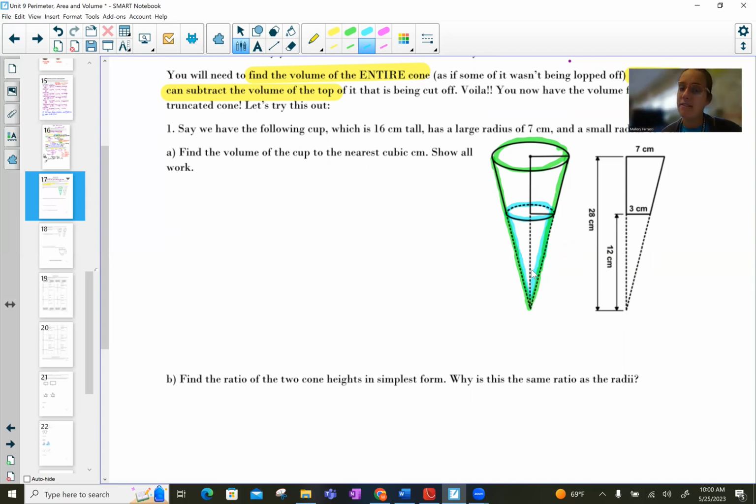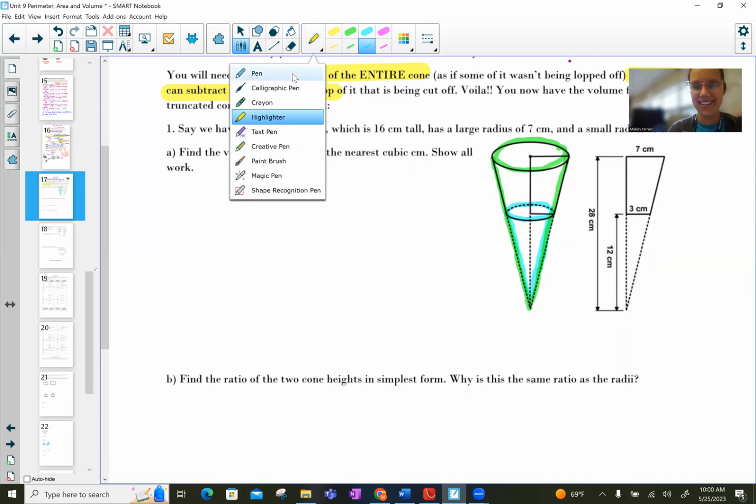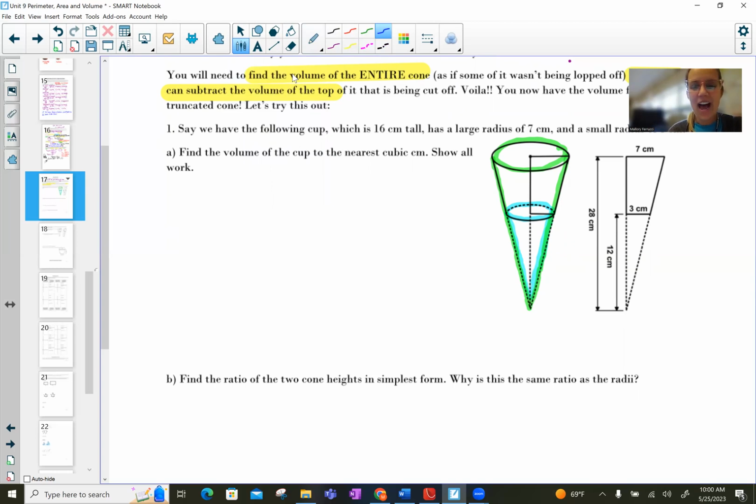So we need to find the volume of this cup to the nearest cubic centimeter. The dotted lines are saying that's where it's lopped off, that's where it's truncated. Oh, look, a new nerdy word. So here's what we're going to do. We're going to find the volume of the entire cone first. I'm just going to call it V sub E, and that's 1/3 pi r squared h. I know this formula because it's given to me on my reference sheet. You could trust me or you could look if you choose.